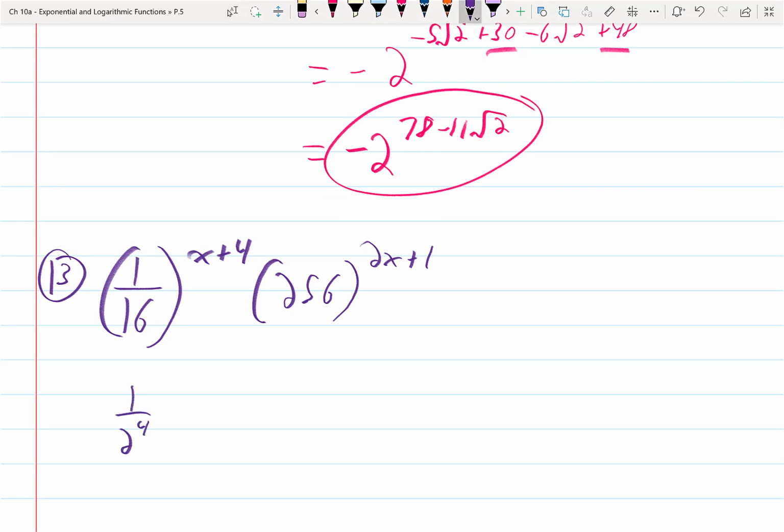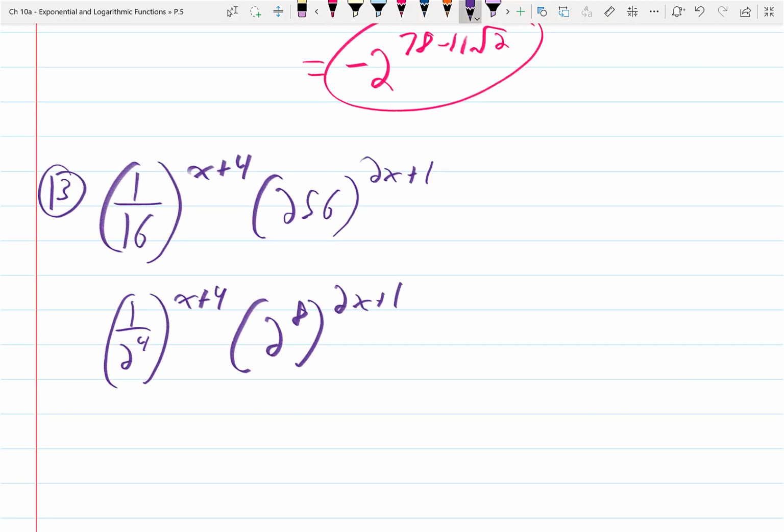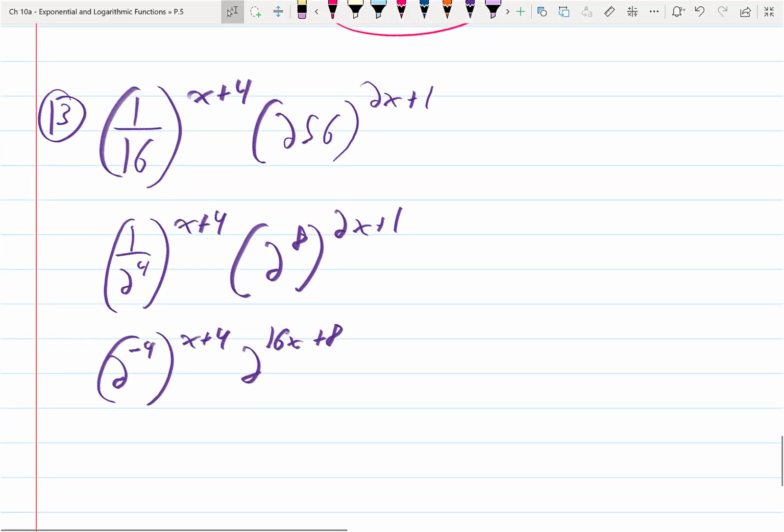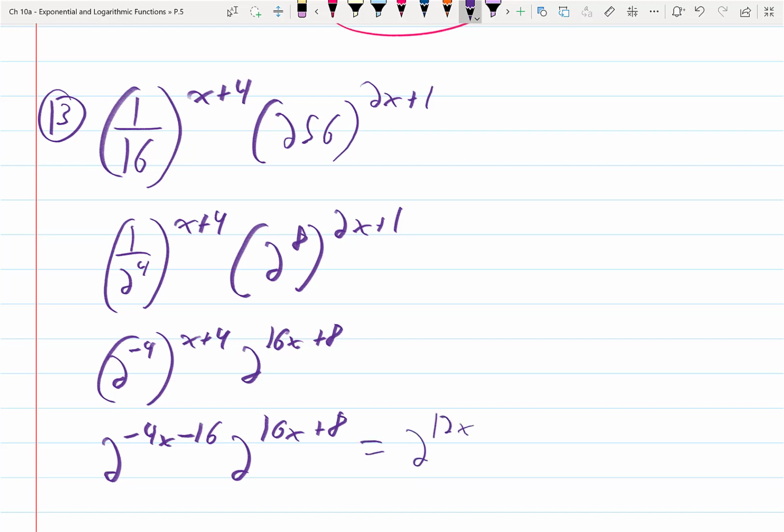1/16 is 1 over 2 to the 4th, or 2 to the negative 4th. 256 is 2 to the 8th. And I can distribute this: 2 to the 16x plus 8, and 2 to the negative 4x minus 16. And 2 to the 16x plus 8. And 2 to the 12x minus 8.